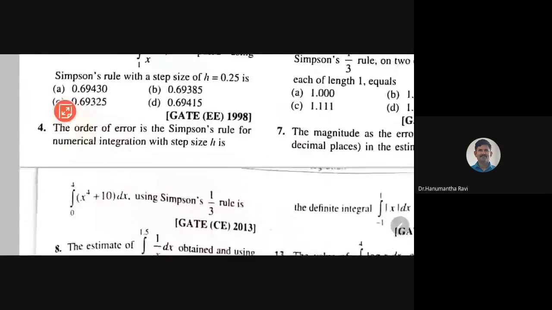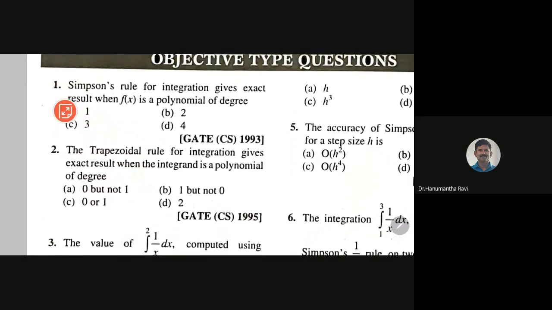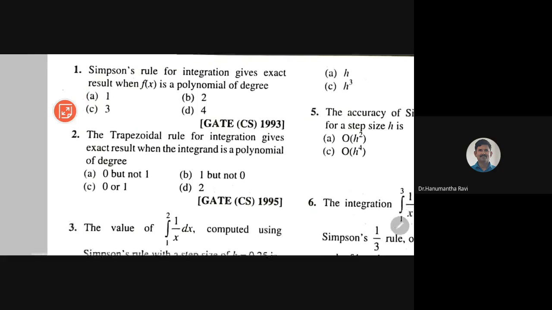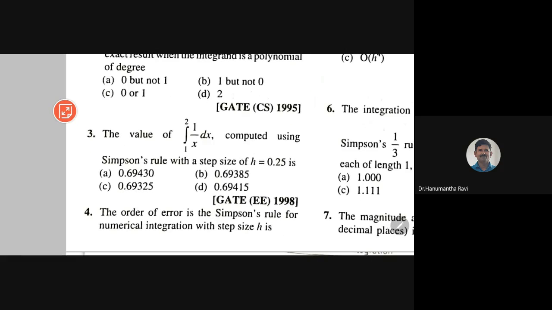For this, it is one but not 0. So it's a polynomial of degree 1 for which the trapezoidal rule gives the exact value, while for Simpson's rule, if it is a second degree polynomial, it gives the exact value. Okay, now come to this one. The value of the integral from 1 to 2 of 1 by x dx computed using Simpson's rule with step size h equal to 0.25 is.